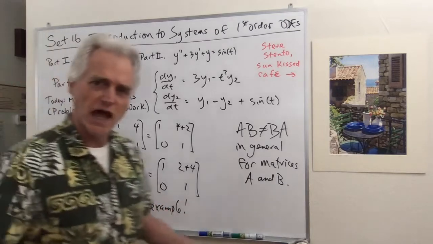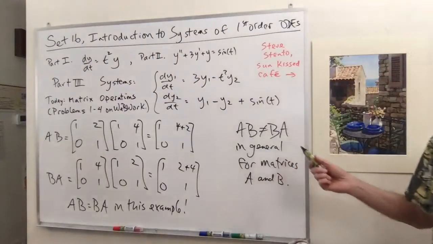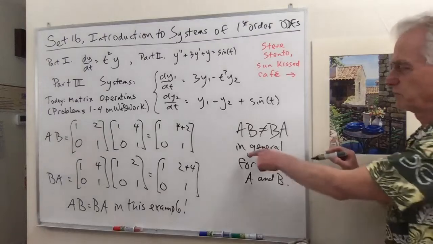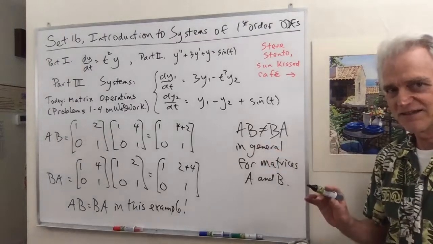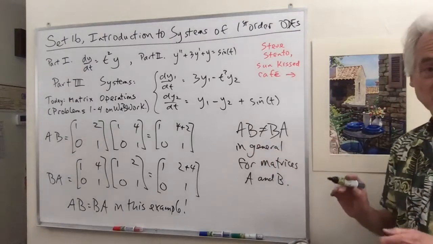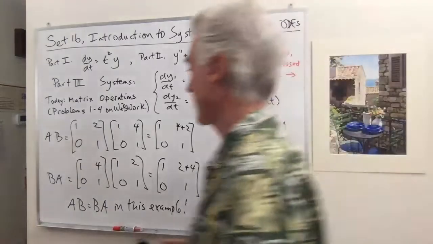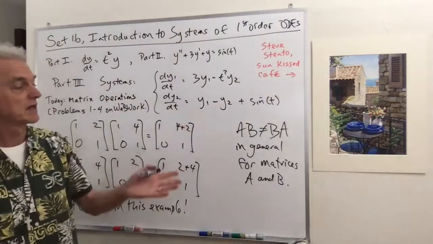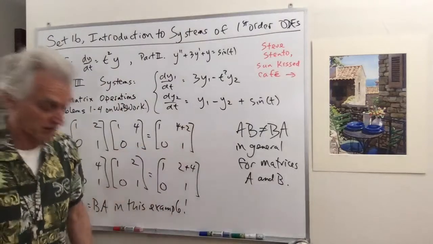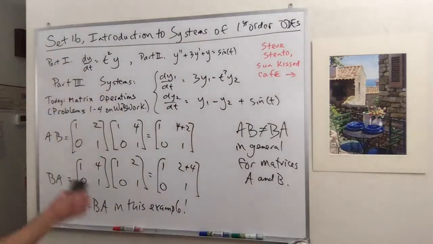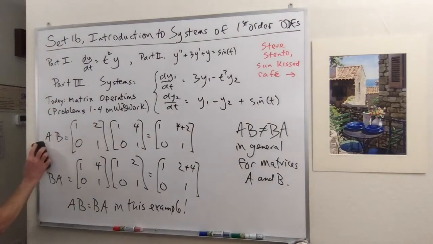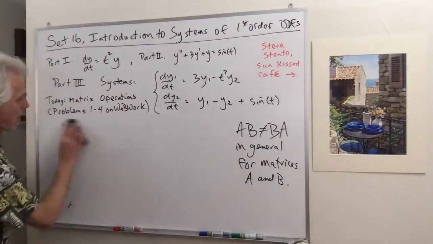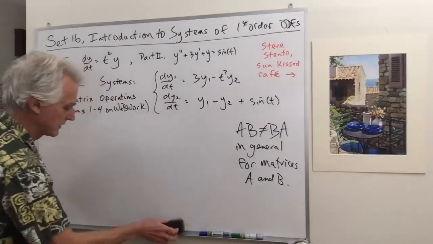Okay? So did I lie to you? This word in general, okay? In general, AB is different from BA. But I've chosen an example where AB equals BA. Don't forget that from a logical point of view, this allows the possibility that they're equal. So maybe I should do an example when they're different.